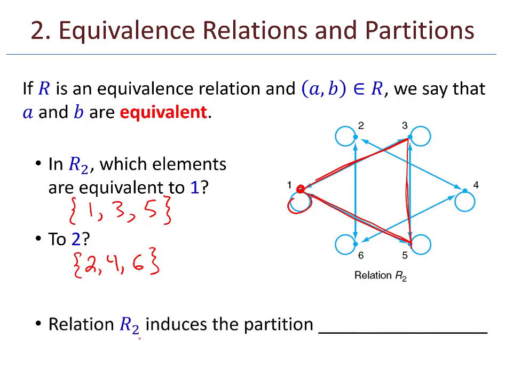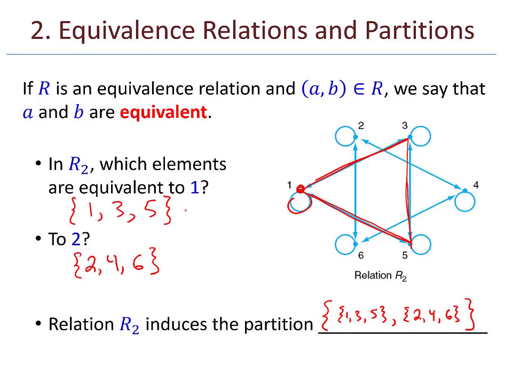Relation R2 induces the partition of something. What is it? So it takes the numbers 1 through 6, and in fact it splits them into different classes, different sets. It's the set 1, 3, 5, and the set 2, 4, 6. So this relation, R2, has broken up all the elements of A into equivalence classes.